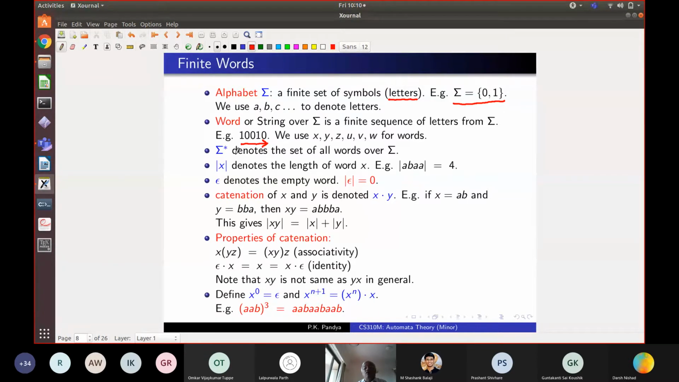Now, given this alphabet sigma, sigma star is a symbol that denotes the set of all words over sigma. So it's a rather large set. Let me give you an example.